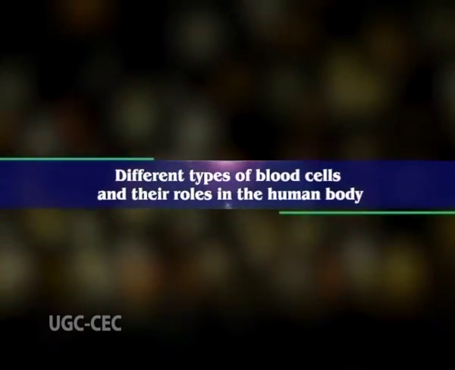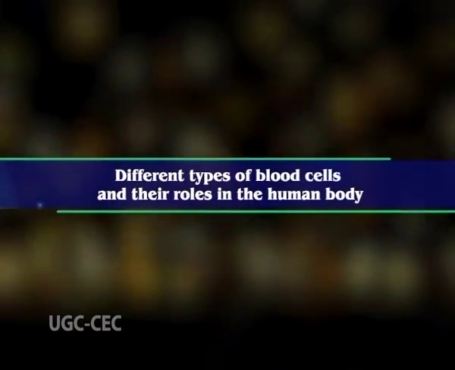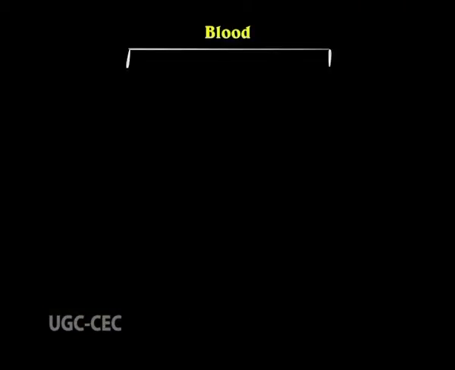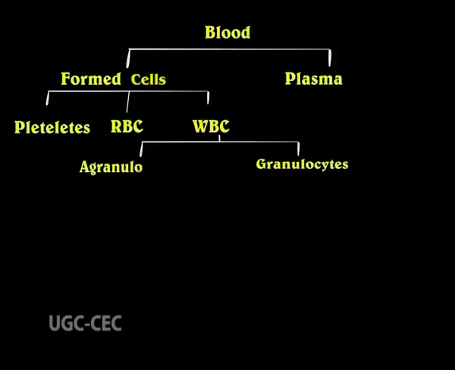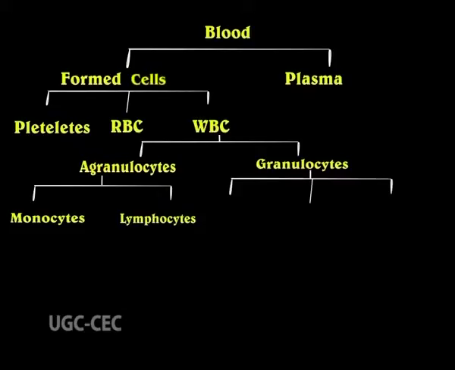Different types of blood cells and their roles in the human body. Blood comprises two parts. One is plasma, the other is formed cells. Formed cells are of three types: platelets, RBC and WBC. WBC are again of two types, granulocytes and agranulocytes. Agranulocytes comprise two types of cells: monocytes and lymphocytes. And the granulocytes comprise three cells: eosinophils, basophils and neutrophils.